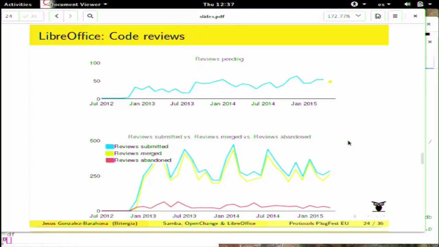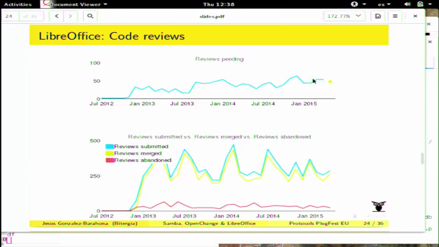Code reviews. For LibreOffice, this is reviews pending, per month. So that means how many reviews somebody submitted a patch for, but it's still not decided, either reviewed or abandoned. You can see an increasing trend, but not that much, and it's usually kept around 50 per month, which is not that high considering that they are having like 500 per month, if you remember the number from some slides ago.